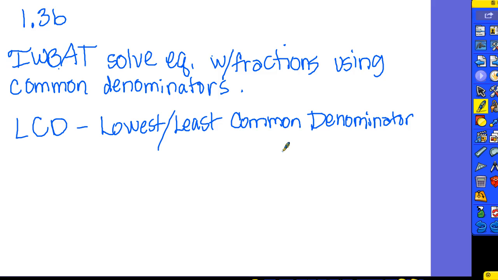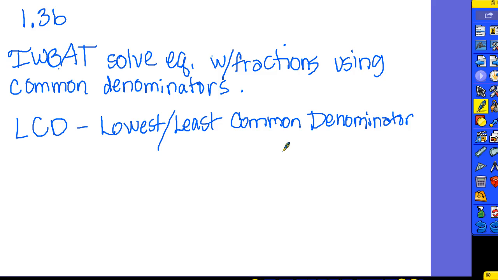There are 3 vocabulary terms in the vocabulary section. However, 2 of those vocabulary terms go with tomorrow's notes. So you can just cross out restrictions and extraneous solutions for today. When we start putting x's in the denominator, then we have to look for those things, extraneous solutions and restrictions. Today's focus is fractions when we don't have a variable in the denominator.